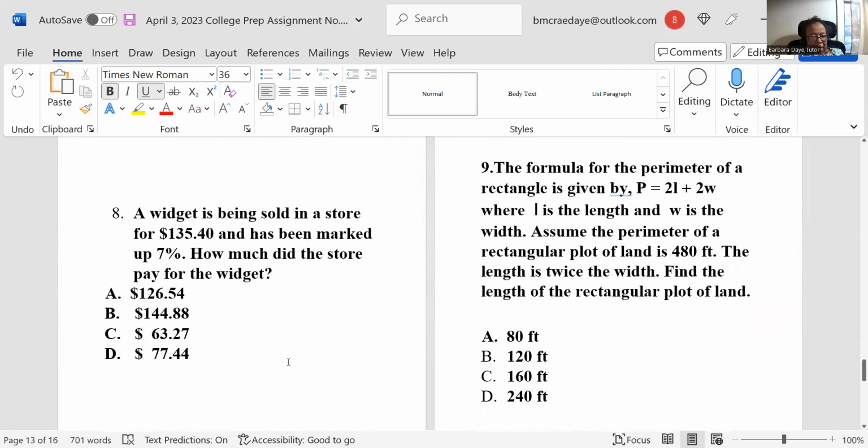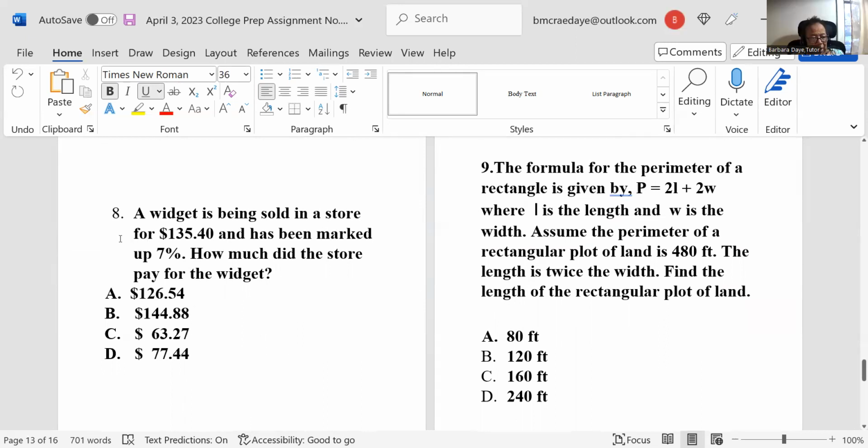Maureen, you want to read number 8? Okay. A widget is being sold in a store for $135.40 and has been marked up 7%. How much did the store pay for the widget?